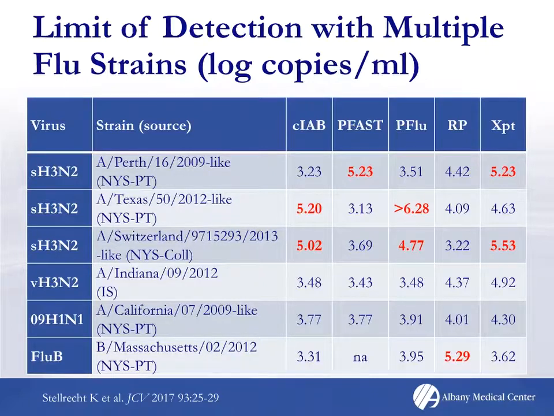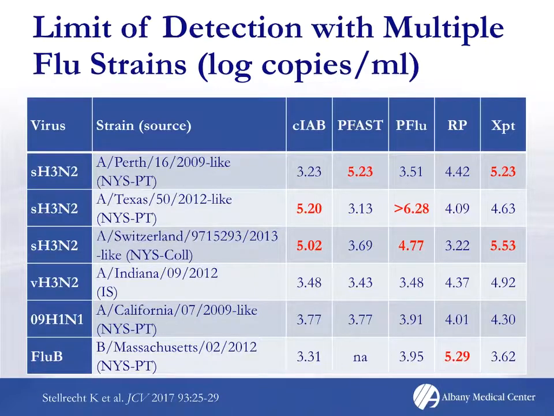There's a classic Perth 16-2009-like virus, and actually ProFlu and the eXpert had problems with this virus. There was a Texas 50 2012-like virus that was supposed to be the vaccine strain for the year, so it should have been a virus that hadn't changed too much. But we saw both the cobas and the ProFlu having problems with that virus in terms of a higher limit of detection. So it needs more virus to be able to detect it, or you have to titrate until you get to an endpoint, basically.